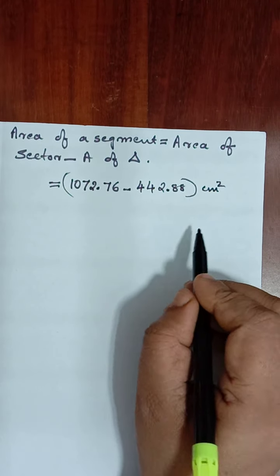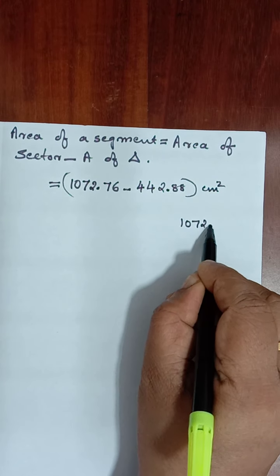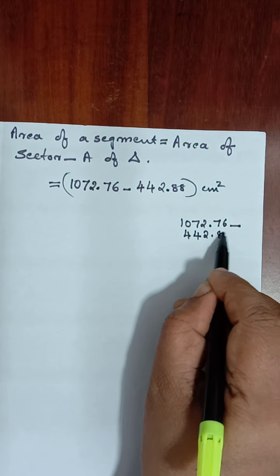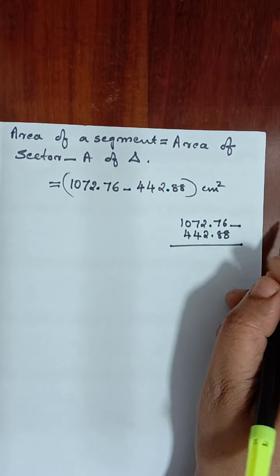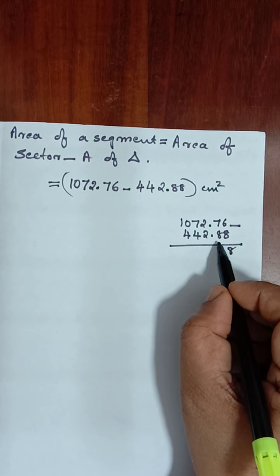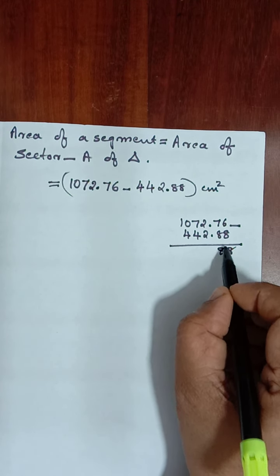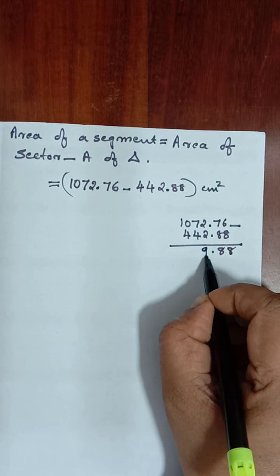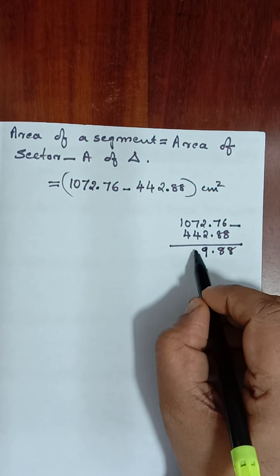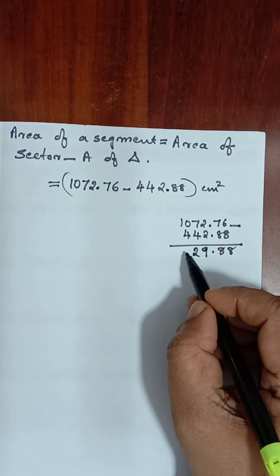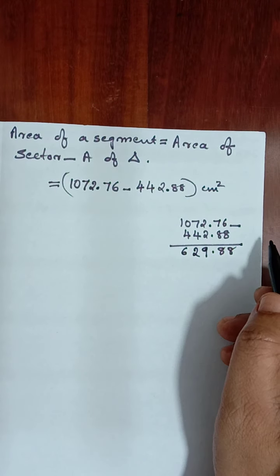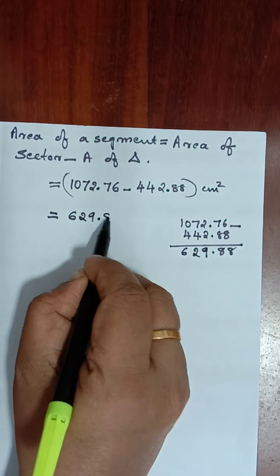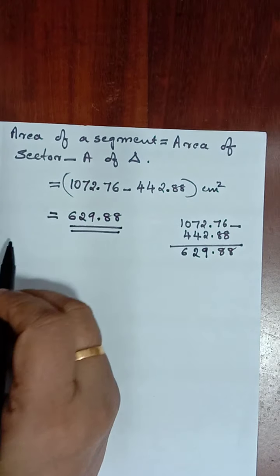So now we have to subtract 1072.76 minus 442.88. Subtract, what do we get? 8 plus 8, 16. 9, 9 plus 8 again 17. Comes 3, 3 plus 9, 12, 5 plus 2, 7, 10 minus 4 is 6. 629.88 here we are getting. This is equal to 629.88. This is only one segment.